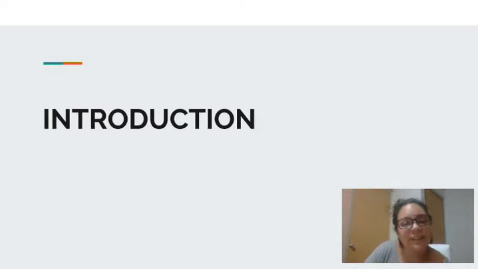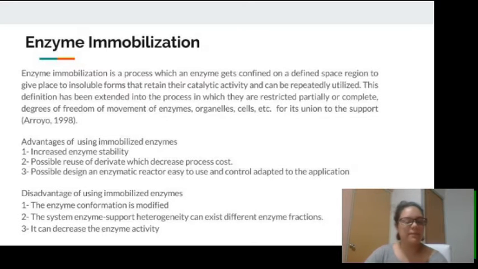Well, in the introduction: enzyme immobilization. Enzyme immobilization is a process in which an enzyme gets confined in a defined space or region, giving place to insoluble forms that retain their catalytic activity. These can be repeatedly utilized. This definition has been extended to include processes in which they are restricted partially or completely. We limit the degrees of freedom of movement of enzymes, organelles, cells, etc. for their union to the support.